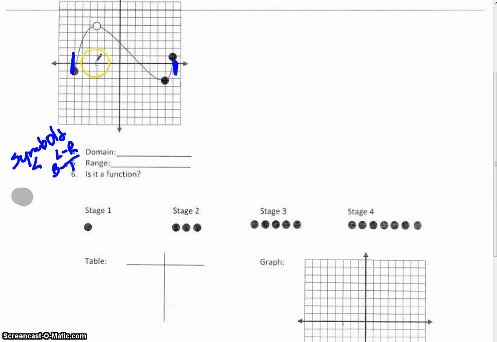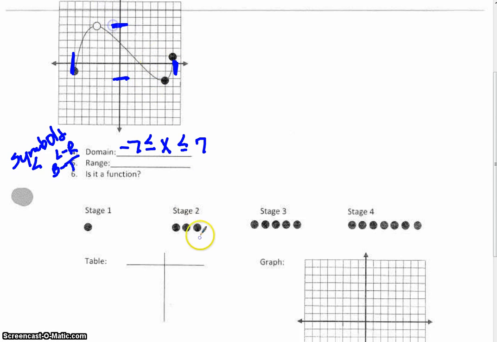So 1, 2, 3, 4, 5, 6, 7. Negative 7 is less than or equal to. It's got the line because it's a solid circle there. Domain is talking about x. Less than or equal to because once again it's a solid circle. And then we count across 1, 2, 3, 4, 5, 6, 7. So that's your domain.